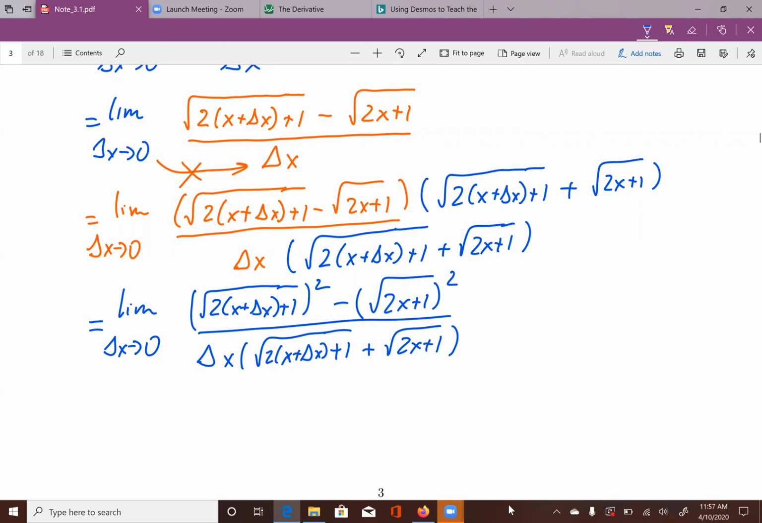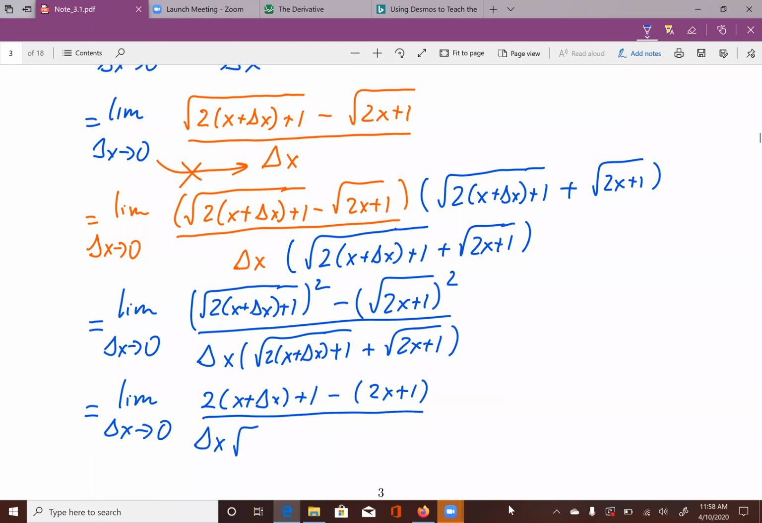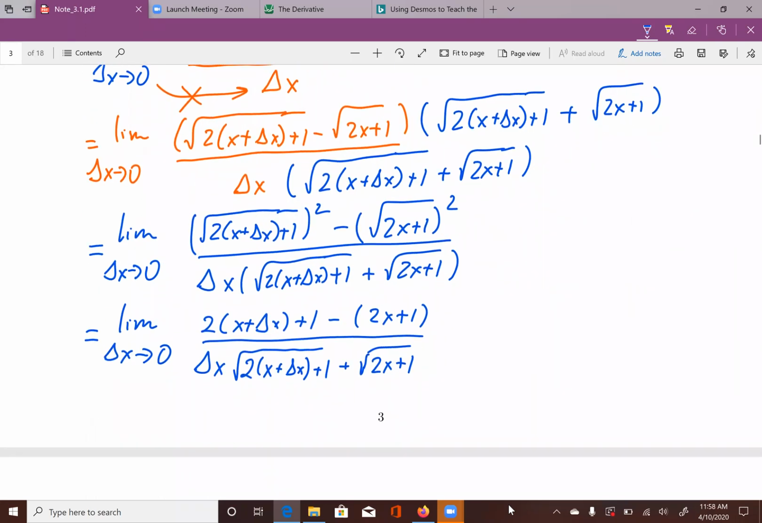Okay, and once you square it, you get rid of the radical. So you will have just 2x plus delta x plus 1 minus 2x plus 1. Remember, you want to put in the parenthesis here over the same denominator. All right, let's see what we have here.